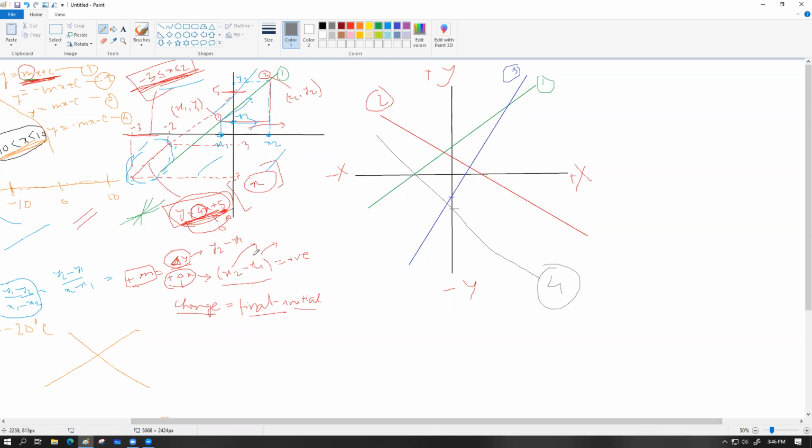Are you clear with these expressions so far? Yes, sir. What is the gradient and the cutoff for graph number 2? Graph number 2 is this one. So it has a positive cutoff on the y-axis, but the gradient is negative because as the x value increases from left to right, the y value is becoming less. So for a positive delta x, you're going to have a negative delta y.